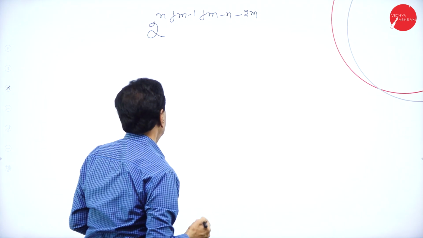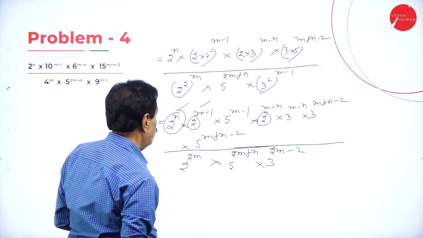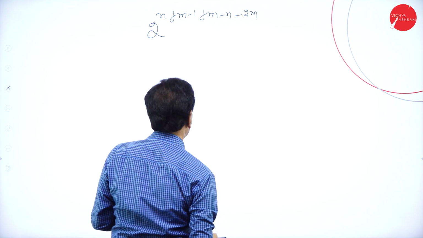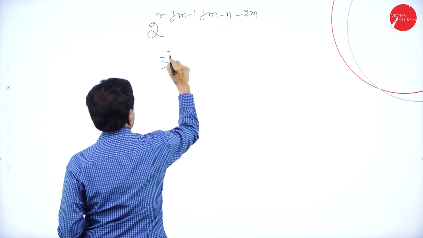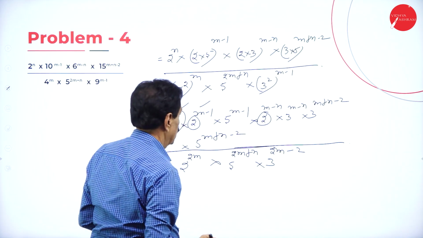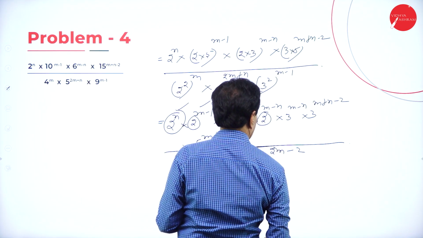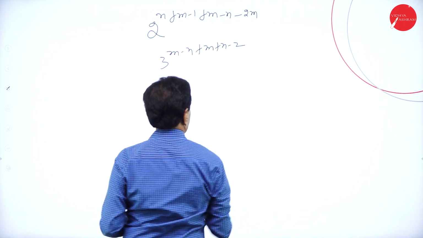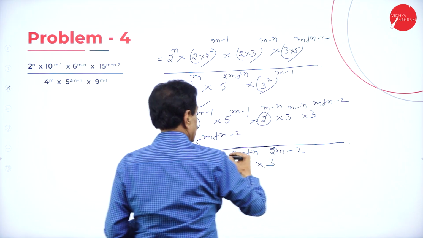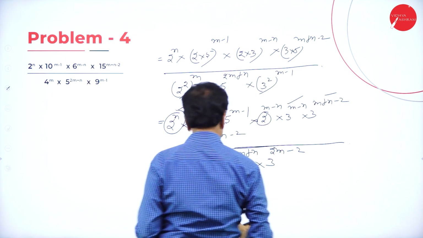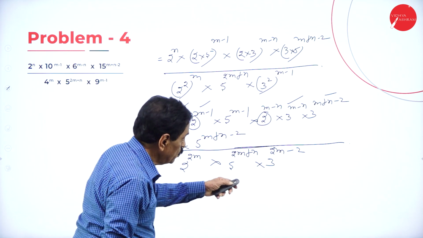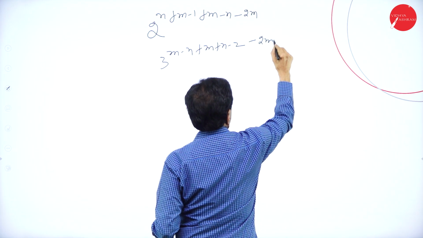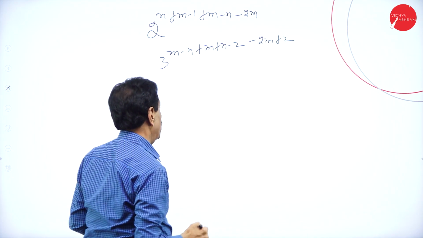This goes in favor of 2. Then in favor of 3, 3 to the power of m minus n over 3 to the power of m plus n minus 2. So this over this is minus 2m plus 2. This goes in favor of 3.